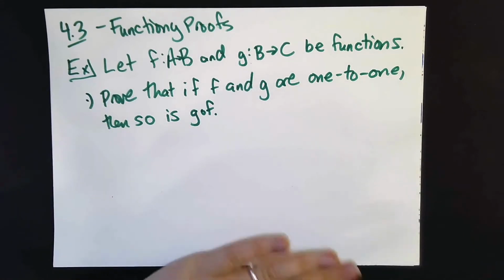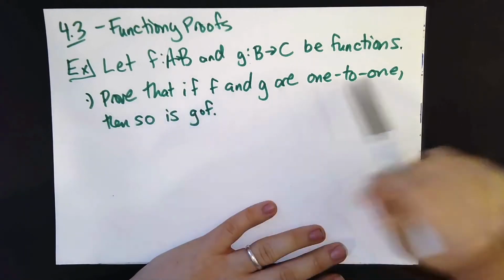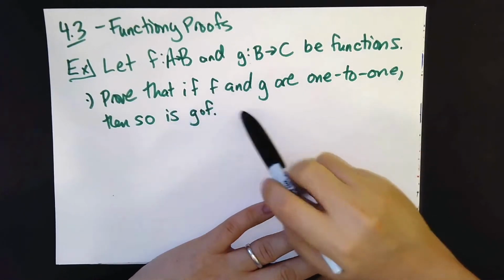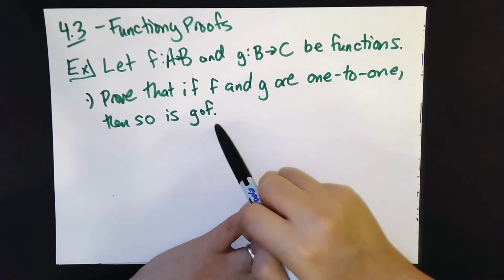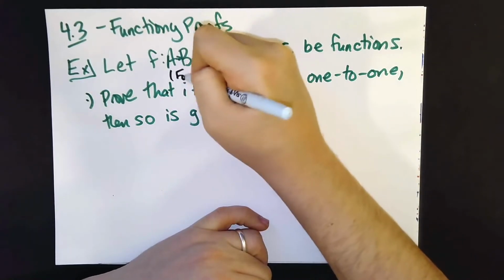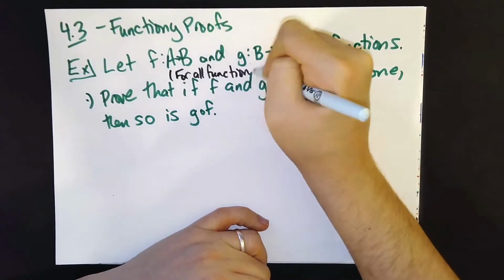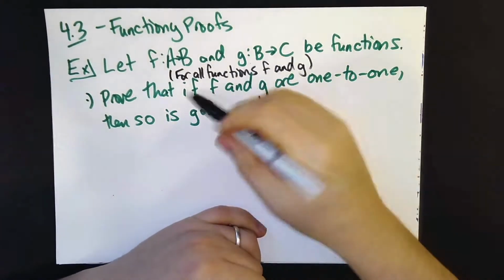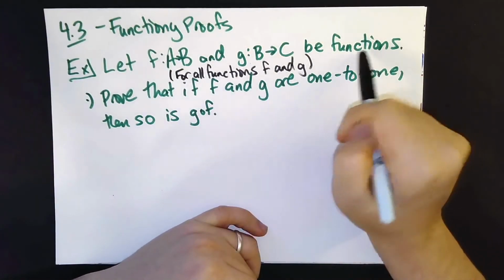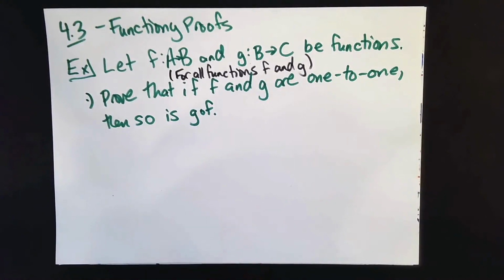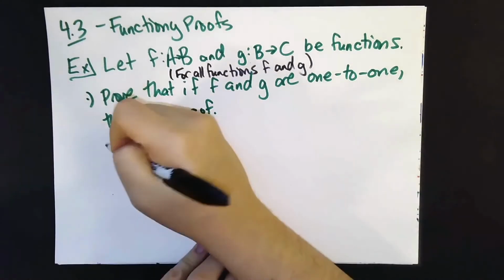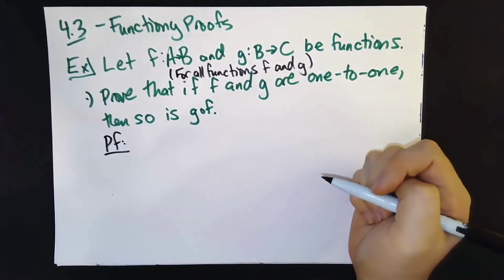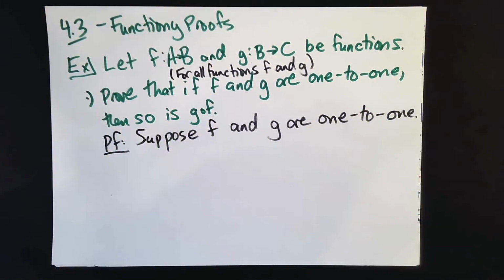Now, I want to remind you, this is a for every statement. When I say if f and g are one-to-one, then so is g of f, this is implicitly a statement about all functions f and g. And so I have to make sure, when I'm proving this, I follow my general standards of how I prove for all statements. So my proof here is going to start with, well, suppose f and g are one-to-one.